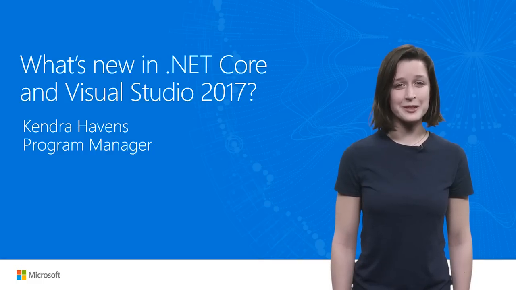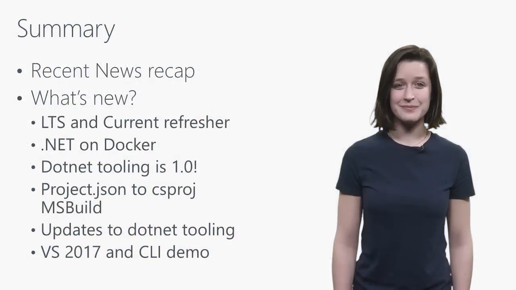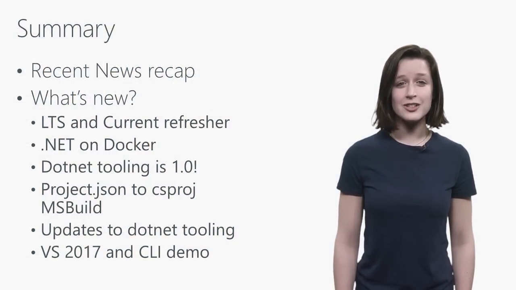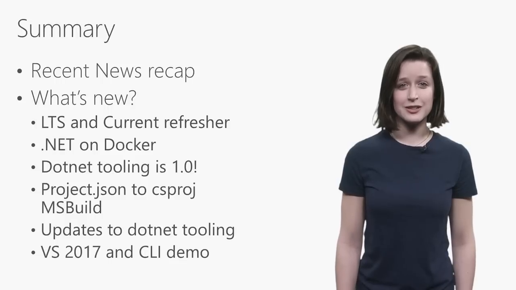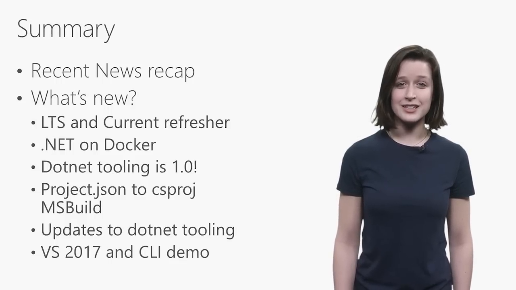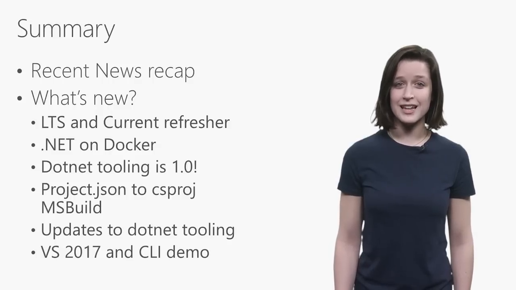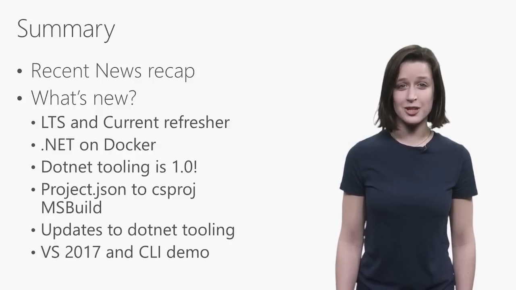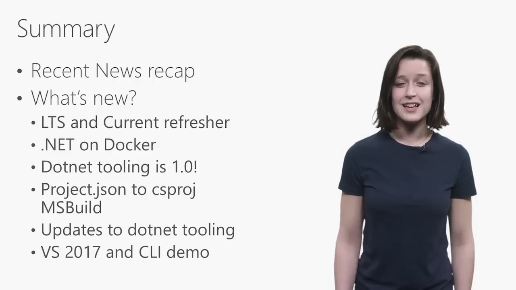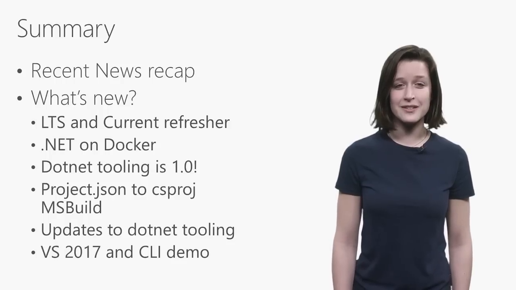In this video, I'm going to show you what's new in .NET Core and Visual Studio 2017. In case you haven't been following the .NET blog, I'm going to catch you up on our .NET Core announcements. First, I'll start with a recap of our recent news, then I'll go over the LTS and current train structure, as well as .NET and Docker. I'll also go over updates on .NET tooling, like the adoption of MS Build-based project files and new templates. Then I'll wrap up with a VS 2017 and CLI tooling demo.